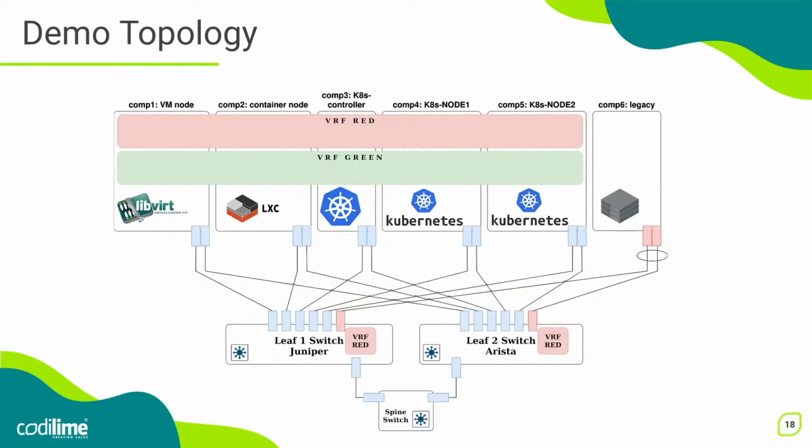So we have BGP, we have assignment. Let's move to the VRF. Each compute node has deployed 2 VRFs, the VRF red and the VRF green. We'll go into the details later on. The last compute node is a legacy.